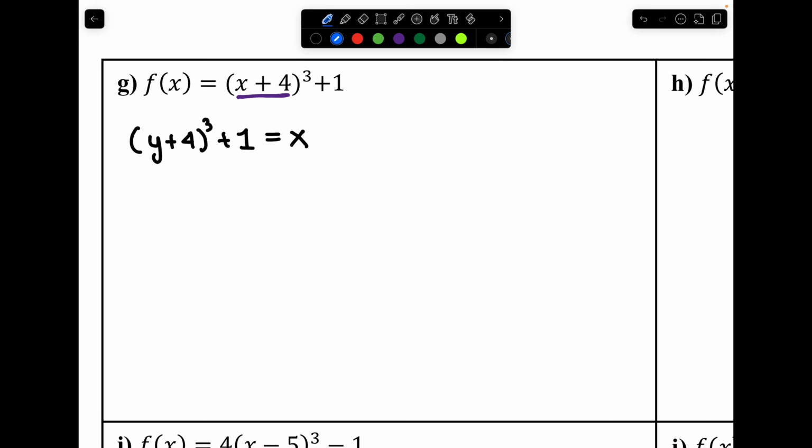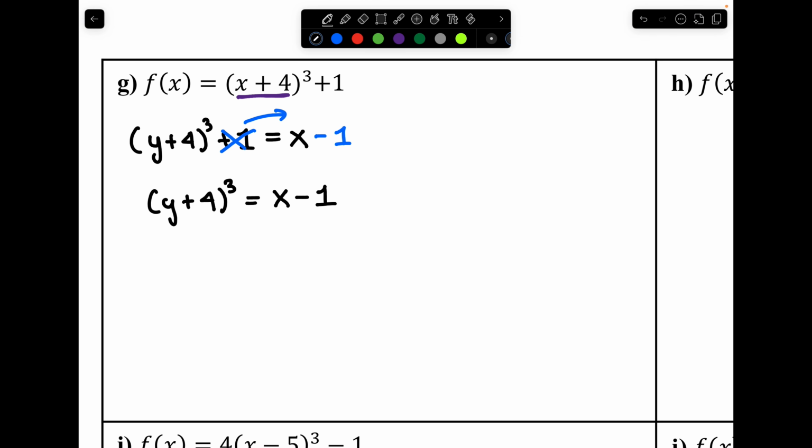We're going to start by first moving the 1 to this side. Same first step as before. Sorry, that should be negative. So that cancels that out, and we end up with y plus 4 raised to the third power equals x minus 1.